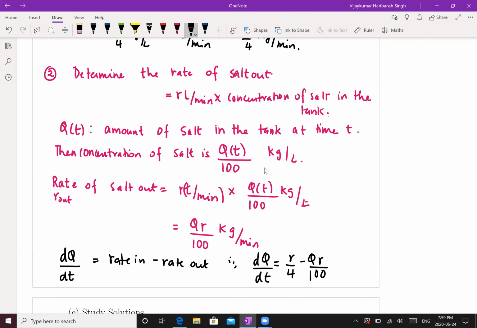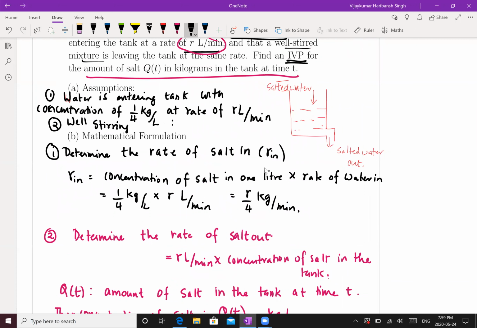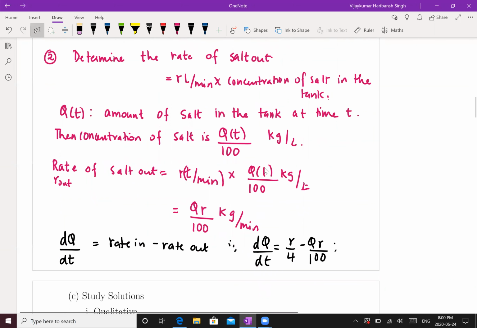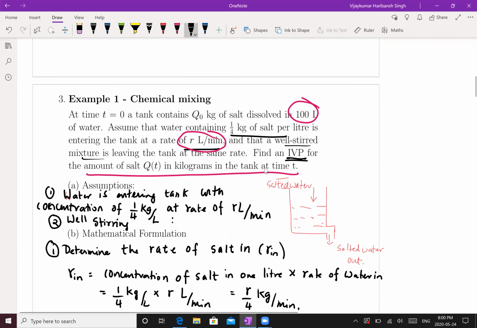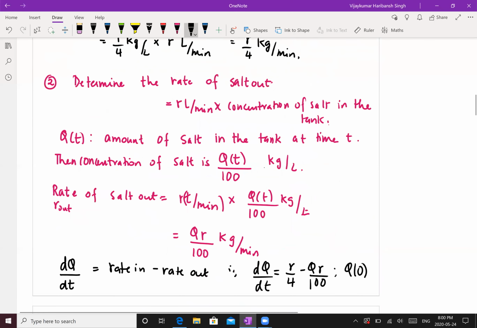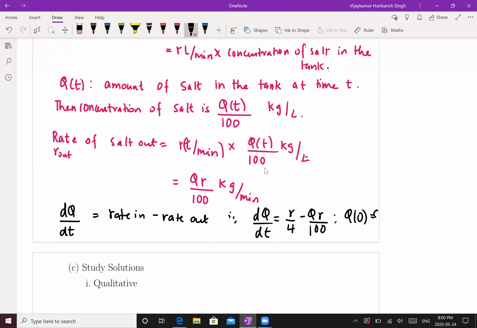right? And we are supposed to set up an initial value problem. So we need Q of 0, some initial value. Is it given to us? Let's see. At time t equals 0, a tank containing Q0 amount of salt. So the tank already has Q0 amount of salt, so Q(0) equals Q0. So this is your initial value problem, and you have done the mathematical formulation of it.